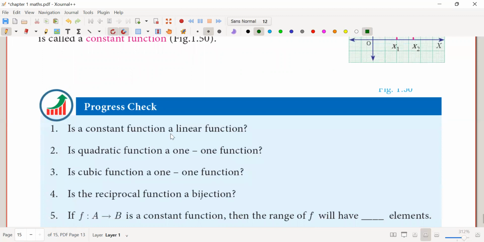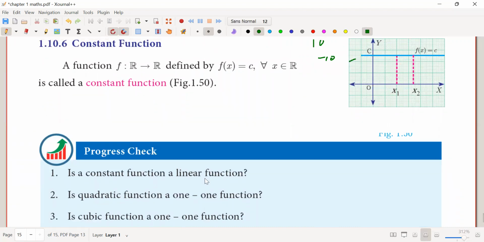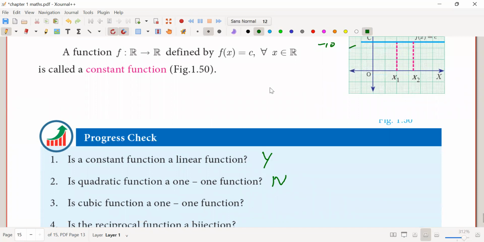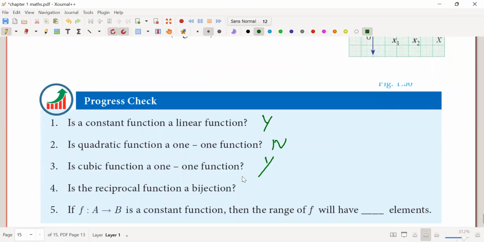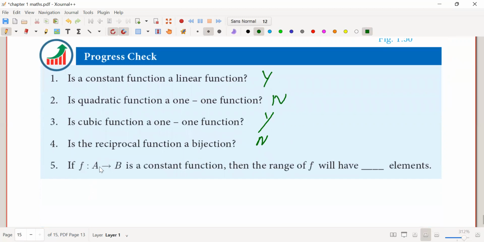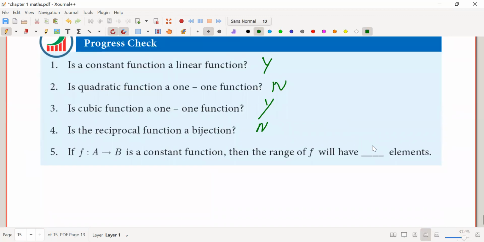All right. Is a constant function a linear function? What do you think? Yeah, line. Definitely it is a linear function. Yes. Is a quadratic function a one-to-one function? No. Good. Is a cubic function a one-to-one function? Yes. Check with the diagram. Yes, it is. Is the reciprocal function a bijection? No. Good. If f from A to B is a constant function, then the range of f will be one element. That's it, completed.